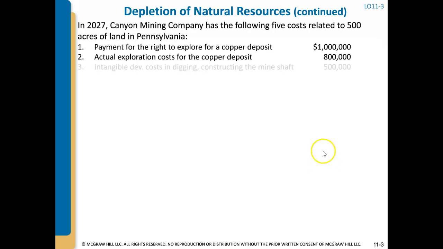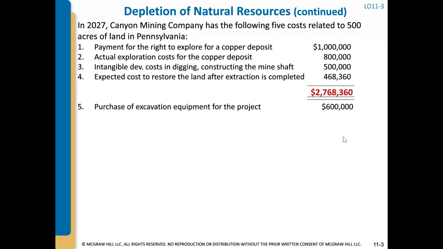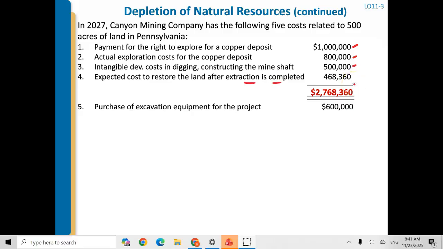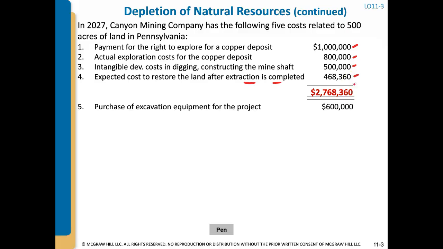So let's go through an example. In 2027, Canyon Mining Company has the following 5 costs related to 500 acres of land in Pennsylvania. They have the payment for the right to explore the copper deposit, actual exploration costs for the copper deposit, intangible development costs in digging, and the expected cost to restore the land after extraction is completed. So we have a total cost of $2.768 million.